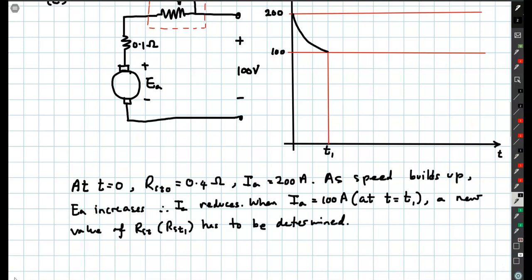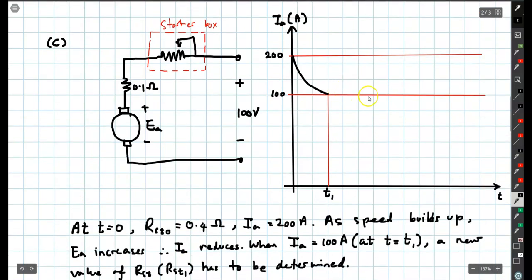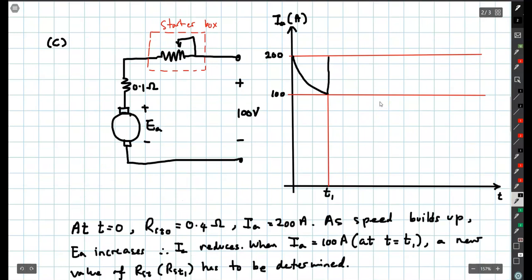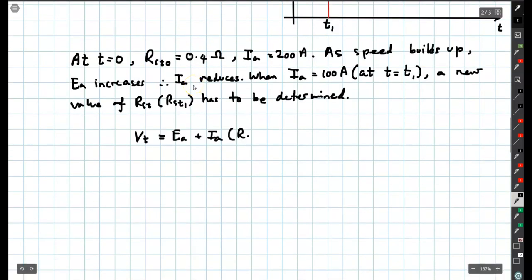Therefore, we need to find the new value of RST, which we call RST1, so that the current will increase back to 200 ampere, which means that at t1, as we change the position of the wiper, the current will rise back to 200 ampere. So the question is, what is going to be the value of RST1? If we write down the KVL around this armature circuit, which gives EA.